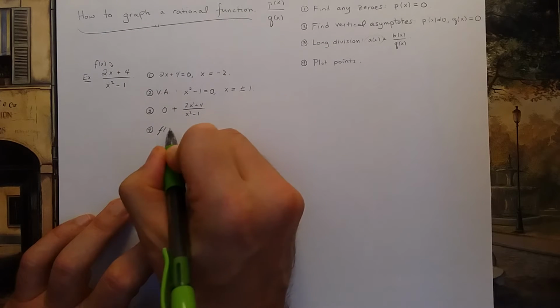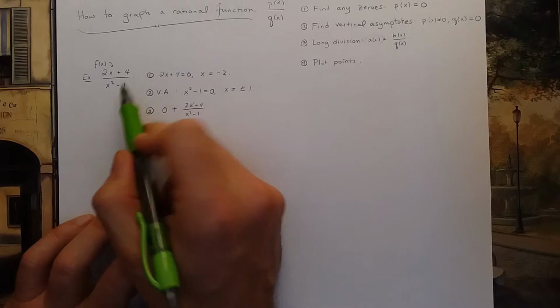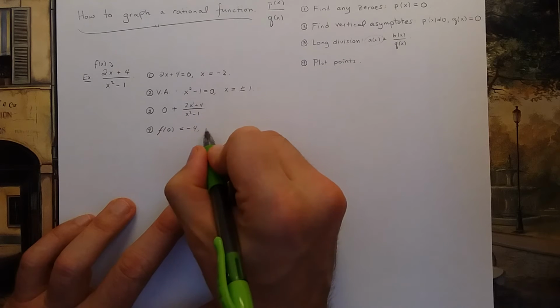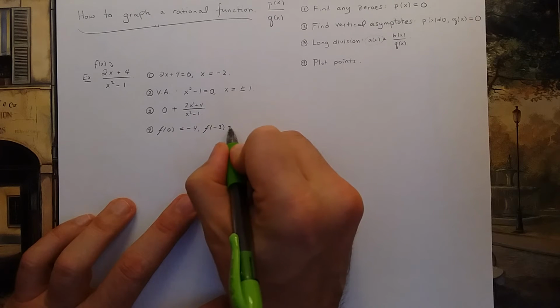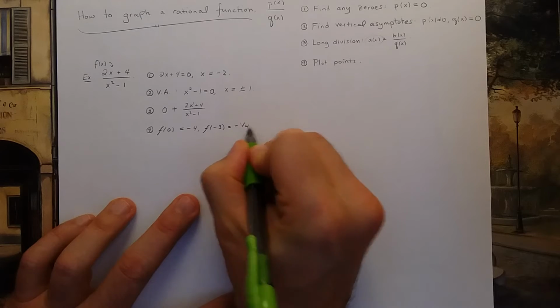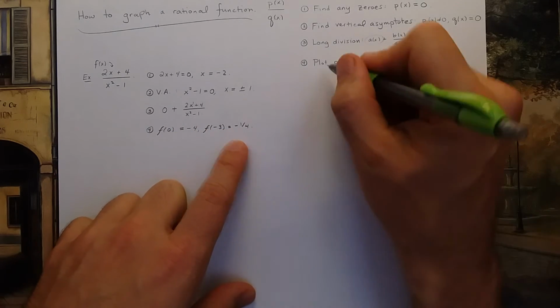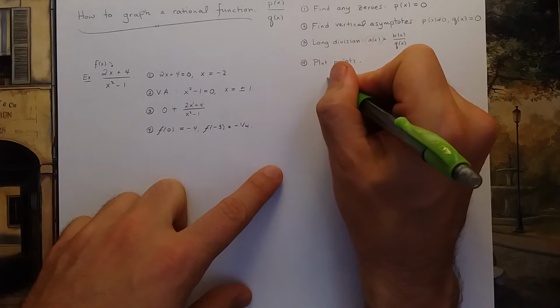f of 0, that's a good point to plug in. If I plug in 0, I get 4 over negative 1, which is negative 4. If I plug in negative 3, I get negative 1/4. And you can plug in more values if you need more points to determine what the overall shape looks like. So here is the graph.